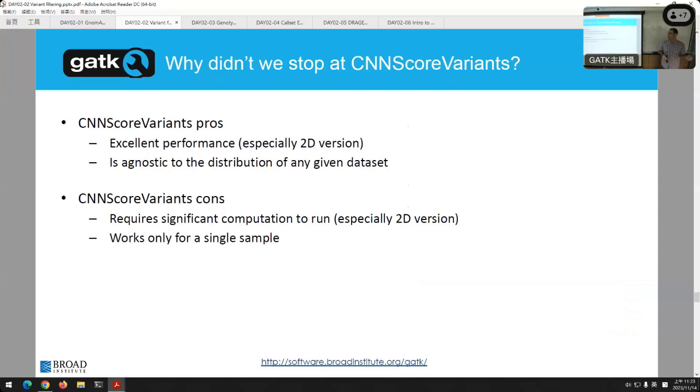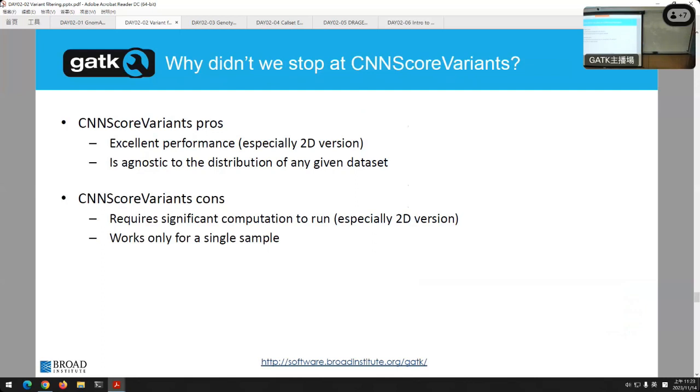Great. Here's the problem. It only works for a single sample. So when you have a joint call set, it's not going to work. And most people these days, we just got through telling you how important it was to have a joint call set. And also, it's really slow. Deep learning is not a fast process for training. So there's inference, okay, and there's training and all this stuff. So applying it is pretty quick, but training the model is not.